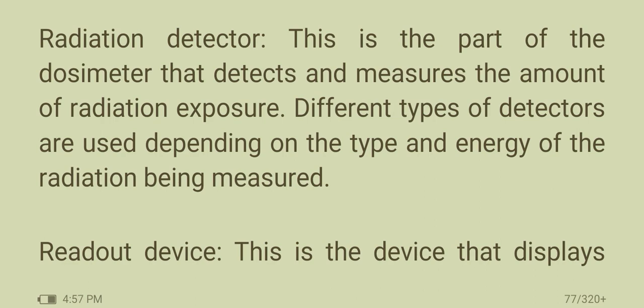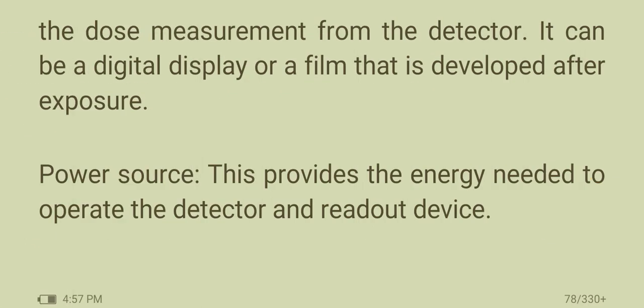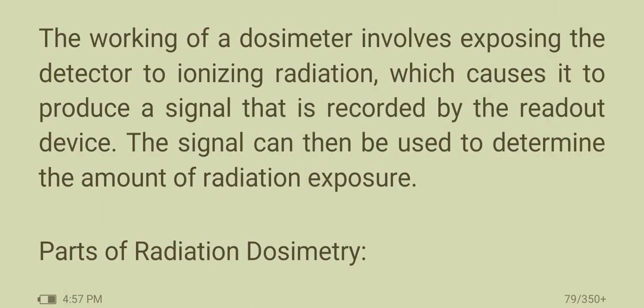Then, the readout device. This is a device that displays the dose measurements from the detector. It can be a digital display or a film that is developed after exposure. Then, a power source is needed. This provides the energy needed to operate the detector and readout device. The working of a dosimeter involves exposing the detector to ionizing radiation, which causes it to produce a signal that is recorded by the readout device. The signal can then be used to determine the amount of radiation exposure.